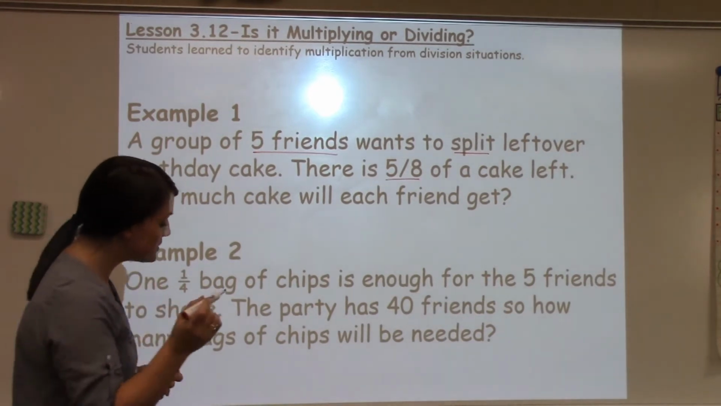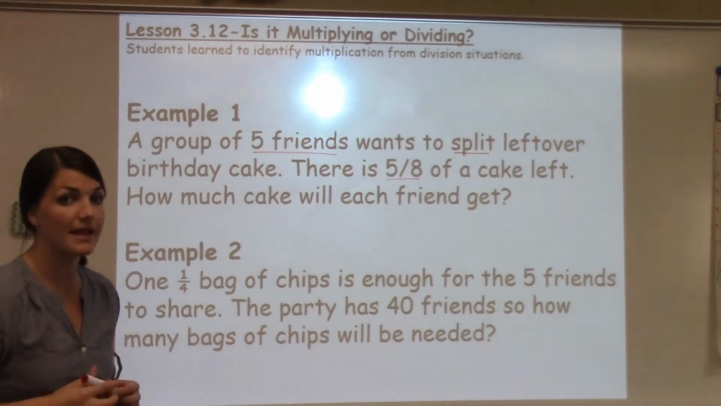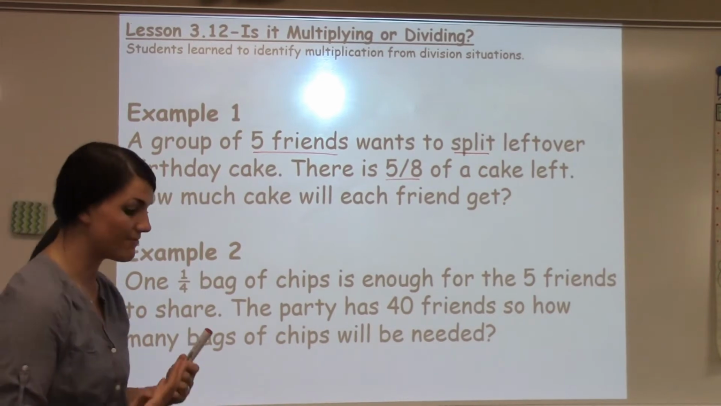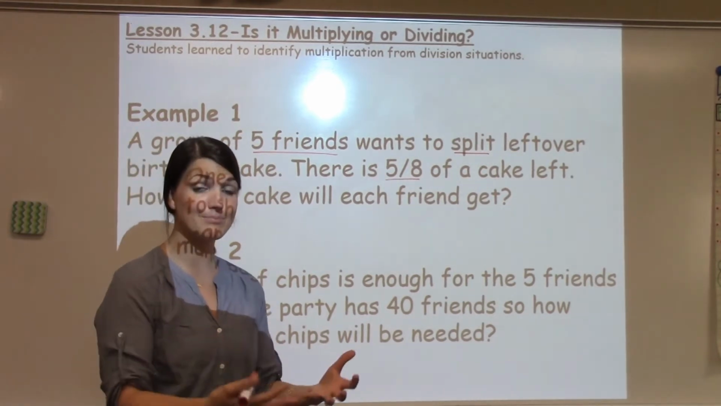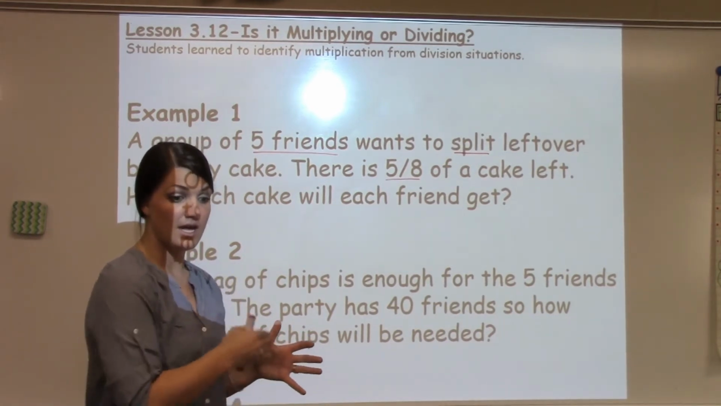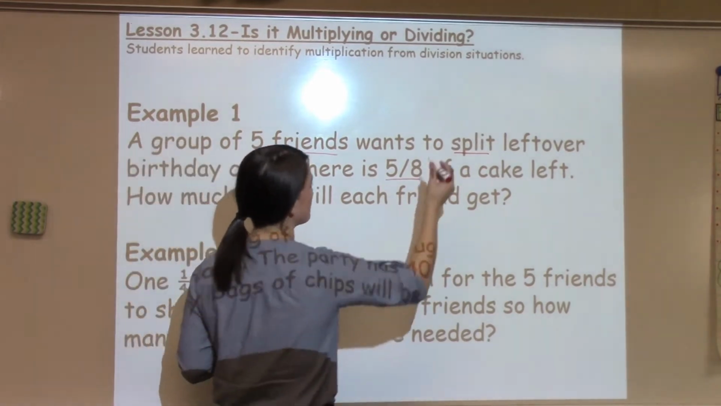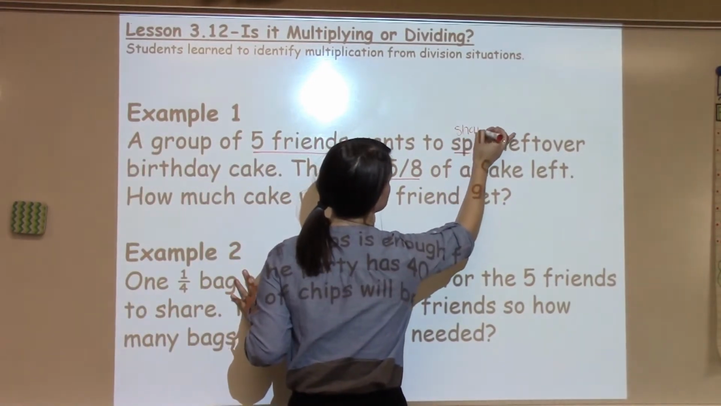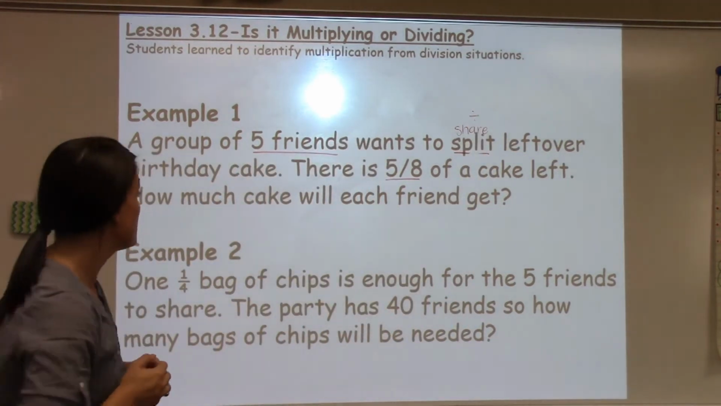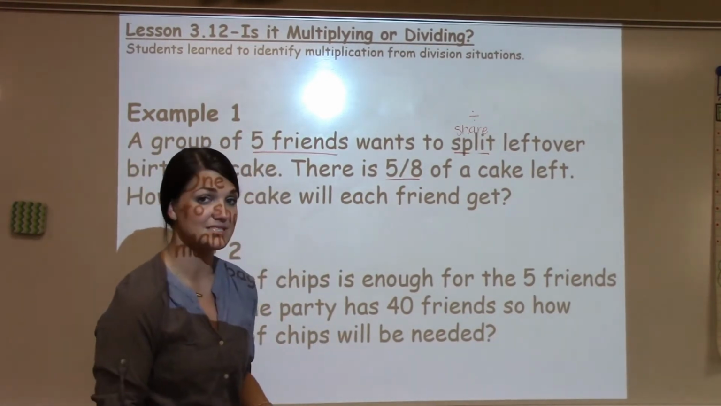So, students might get confused when they see this word of, because they know very well that of in math means to multiply. But when I really think about this problem, I've got 5 friends who all want to split 5/8 of a cake. So I'm going to take that cake and chop it up to be able to split it and share it with my friends. The word split, the word share, those both are keywords that help me know that this is a division problem. So I'm going to have 5 friends and 5/8, and I know I'm going to have to divide that.